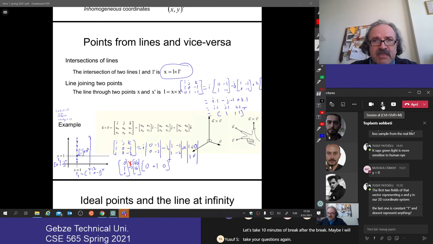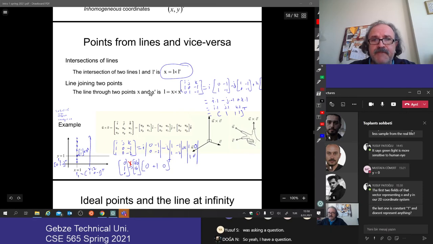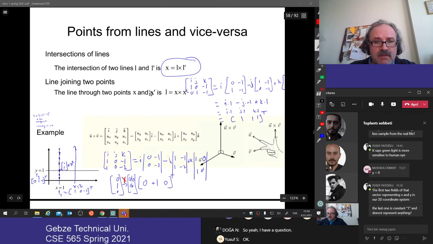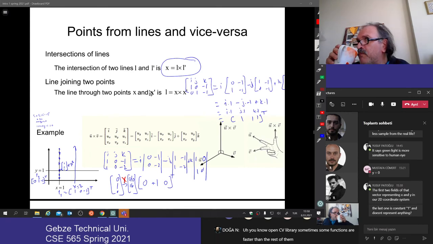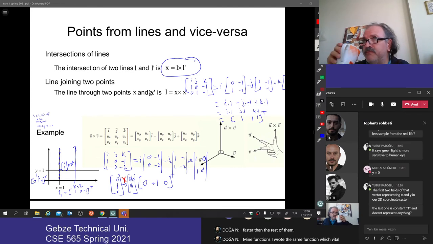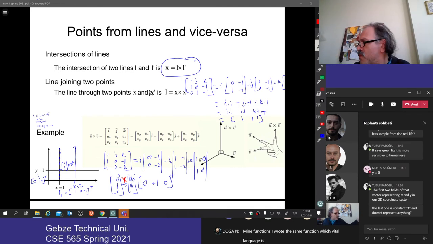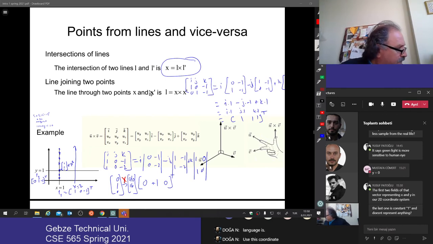Okay, let's continue our discussion of the homogeneous coordinate system. I think somebody was asking a question. Yeah, I have a question. In the OpenCV library, sometimes some functions are faster than my functions. I wrote the same function with the Python language. If OpenCV uses this coordinate system, does it make a computational difference?